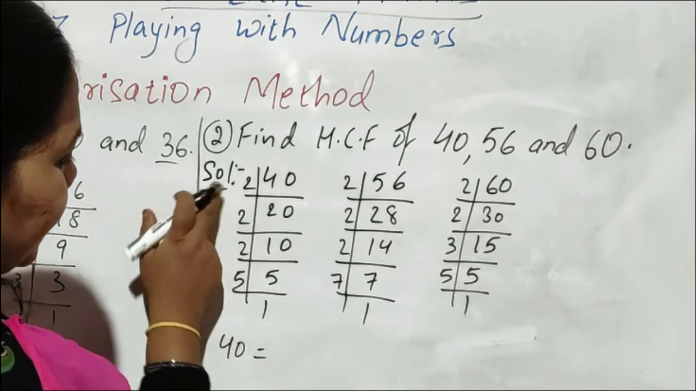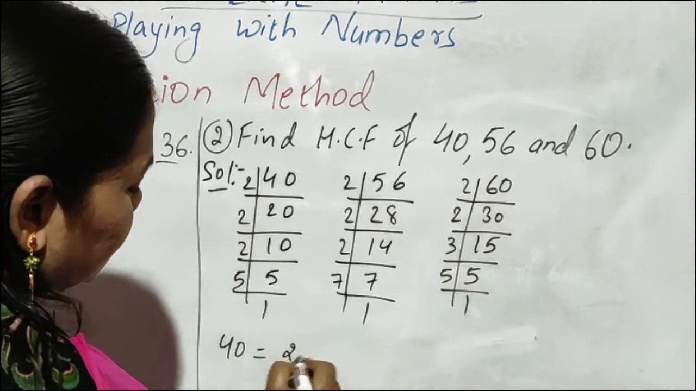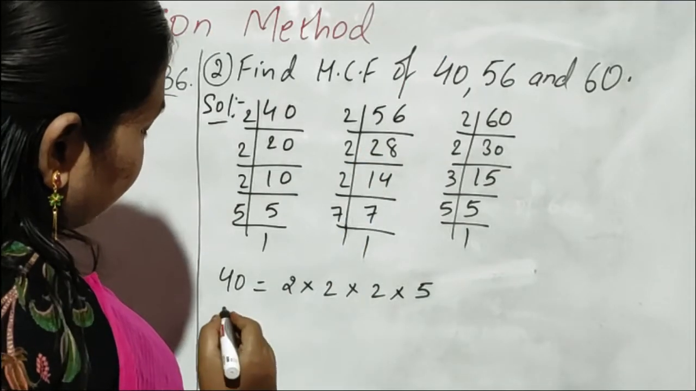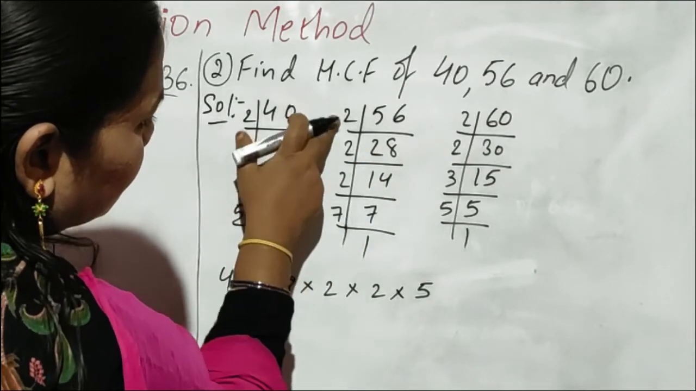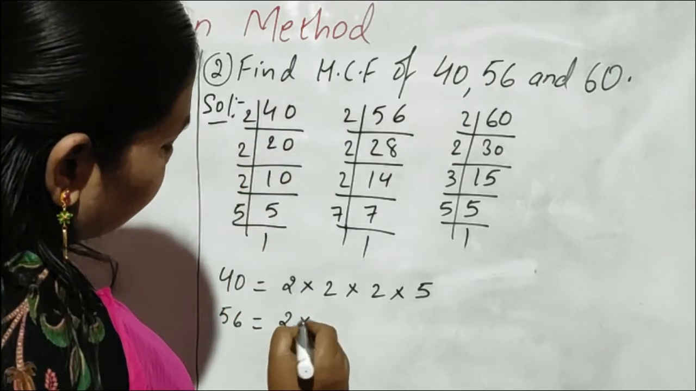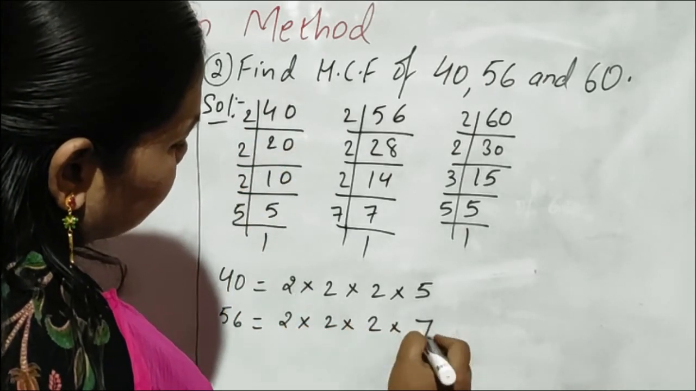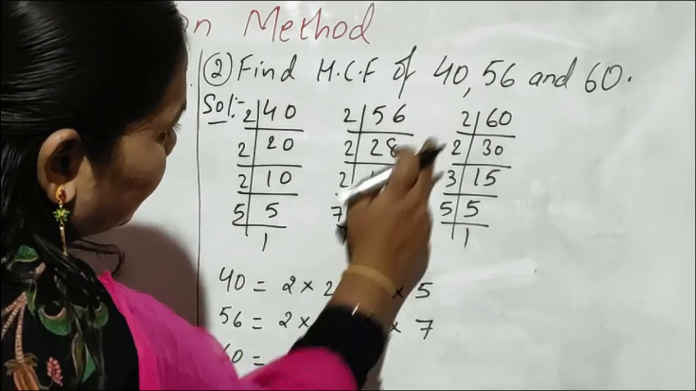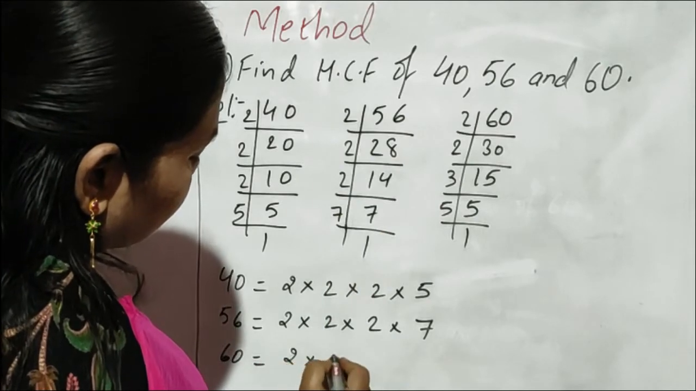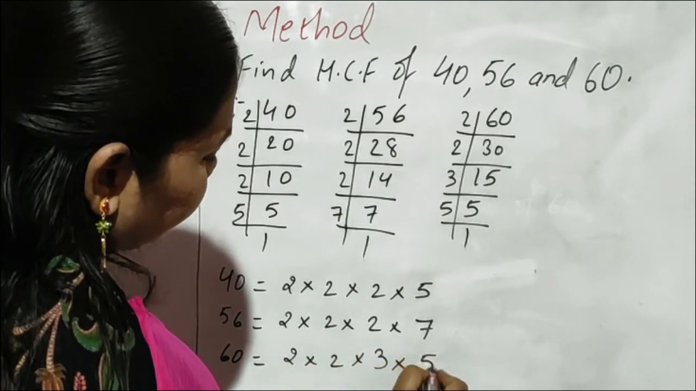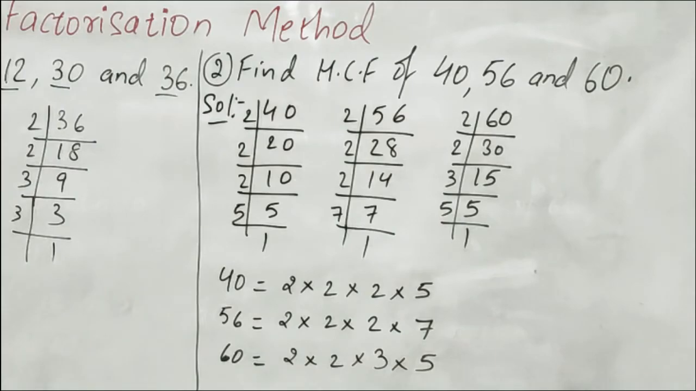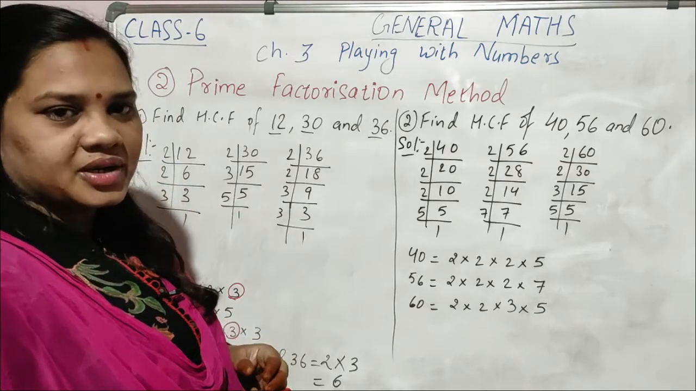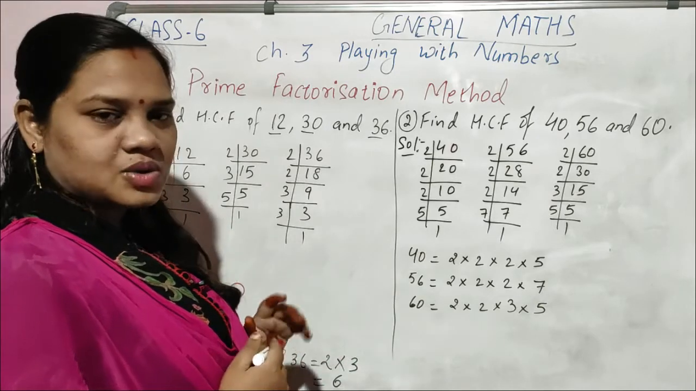So 40 we can write 2 into 2 into 2 into 5. Is it? Next 56. How can we write? 2 into 2 into 2 into 7. Next 60, how can you write 60? 2 into 2 into 3 into 5. Okay children, over. What we did? Prime factorization of given numbers and written its prime factorization.